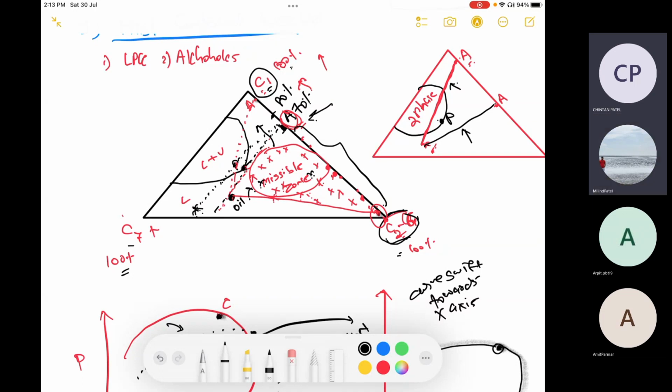So the minimum distance from C1 required to be first contact miscible is the distance where, if I draw the tangent line from this oil, it should be the maximum distance. The minimum distance required from C1 to this A point is the maximum tangent line from this plate point and this oil. Understood?